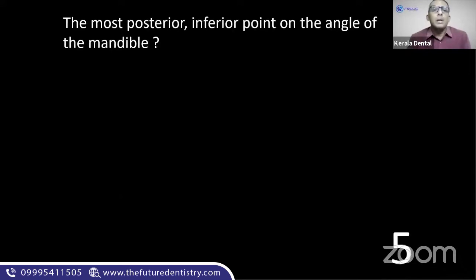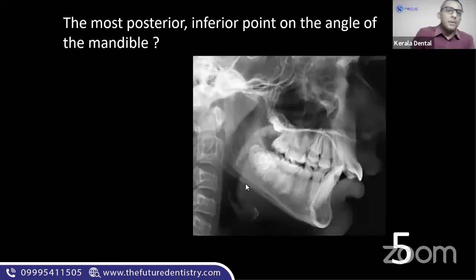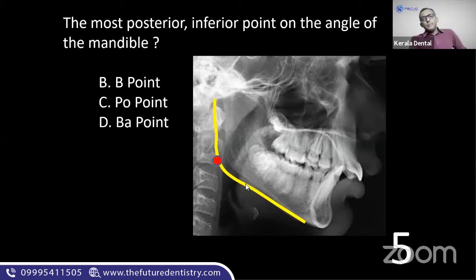We've done that. The most posterior inferior point of the angle of the mandible. Listen carefully, guys. Do not answer immediately. The most posterior inferior point of the angle of the mandible. Before I put the choices, oh wow, Shubham already answered. Perfect. So you know that is the base of the mandible, angle of the mandible, posterior, inferior, has to be gonion point. Perfect. You got that.